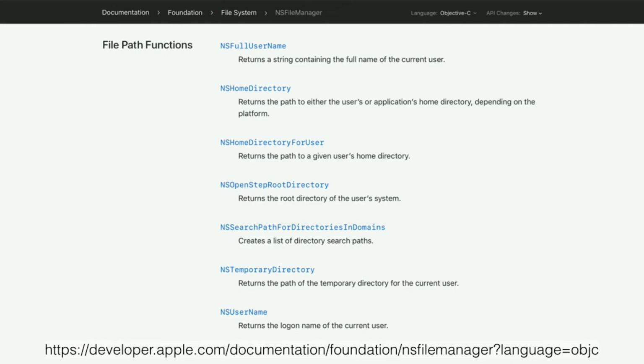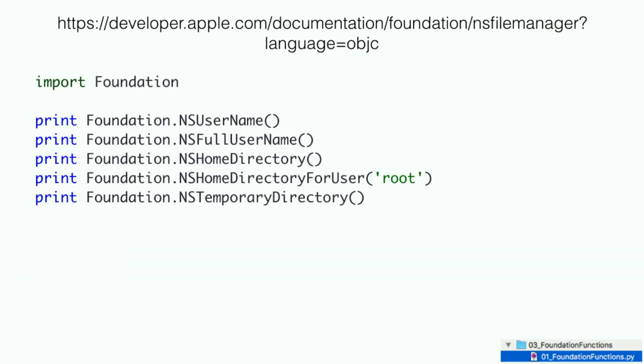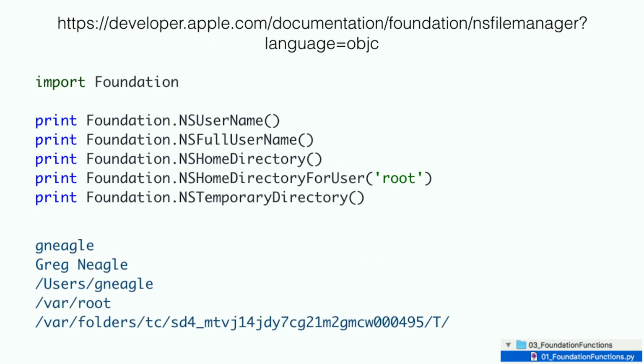And buried inside there are some functions that might return some interesting or useful data here. And we can call those, they're very easy to translate, so we can call those just by importing Foundation and then calling each of those functions: NSUserName, NSHomeDirectory, NSTemporaryDirectory. And so we get kind of what we expected there.